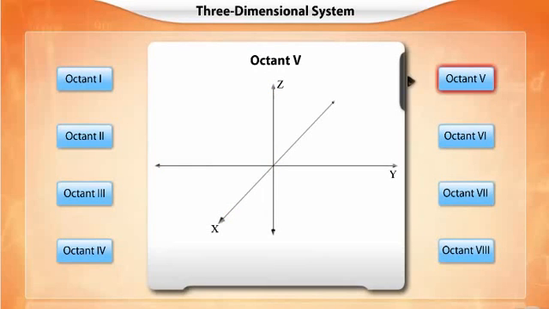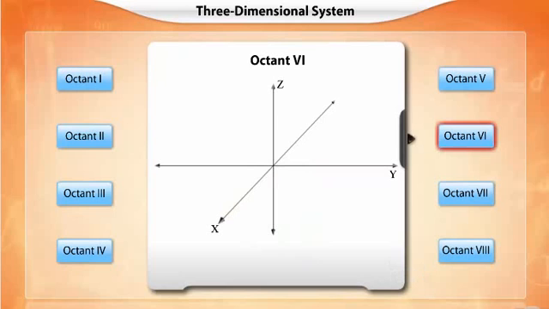Octant 5 is determined by the positive x-axis, positive y-axis and negative z-axis. As a consequence, any point in this octant has a positive x-coordinate, a positive y-coordinate and a negative z-coordinate.